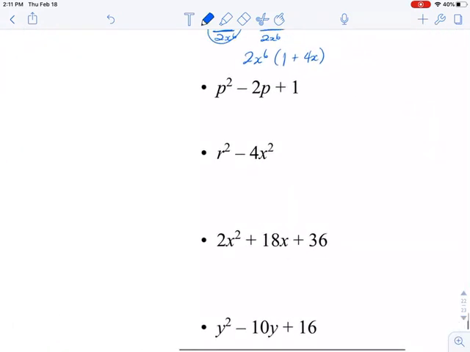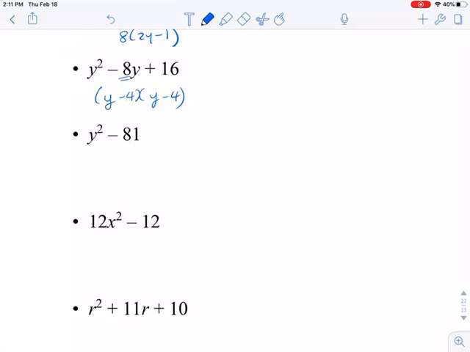All right. Difference of squares, perfect squares, anything like that. Well, p squared can only be p multiplied by p. 1 can only be 1 times 1. So how do we get a negative as that second term? We'll make them both negative. And we can rewrite this one as p minus 1 squared.